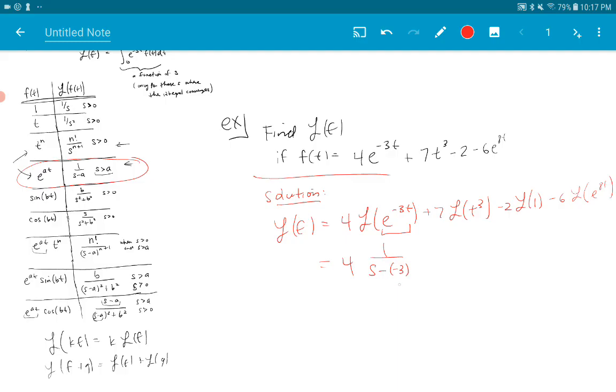A is negative 3, so that's why I have this negative 3 in parentheses with an extra negative outside of it. We'll clean that up in a minute. Plus 7, remember the Laplace transform of t cubed would be 3 factorial over s to the fourth, minus 2 times the Laplace transform of 1, that's just 1 over s. Minus 6 times the Laplace transform of e to the 8t would be, again, the same formula here, with a equal to 8. So 1 over s minus 8.